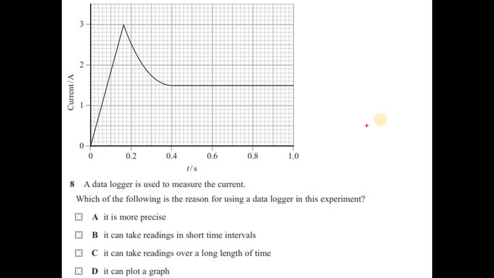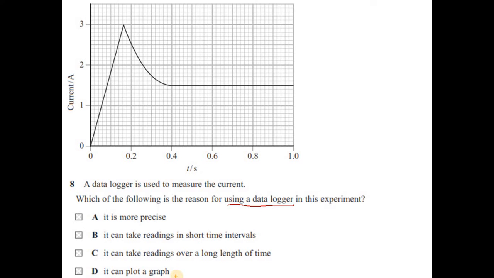Question number 8. A data logger is used to measure the current. Which of the following is the reason for using a data logger in this experiment? Using a data logger, it's all about the reaction time being less or almost no reaction time. There are some other purposes. It is more precise. It can take reading in a short interval of time. It can take reading over a long length of time. It can plot a graph.